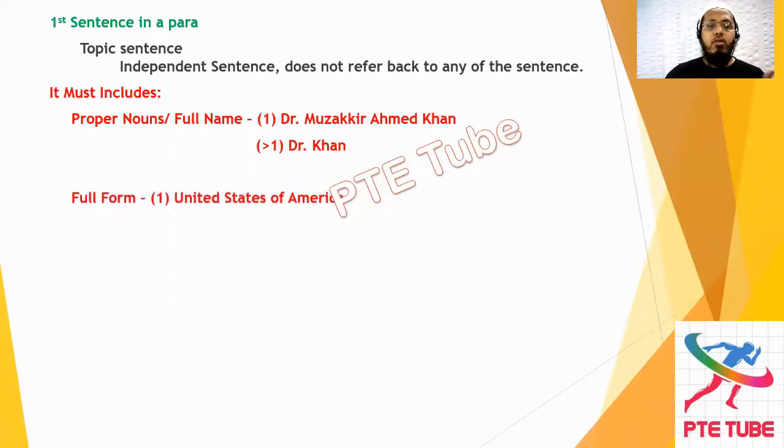Similarly, with regards to full forms, there are full forms. United States of America is the full form of USA, isn't it? Both mean the same, but a sentence which has United States of America is an independent sentence. So these are the things that if you take care of, you can easily figure out just by looking at the sentence that this is the independent sentence or the first sentence.